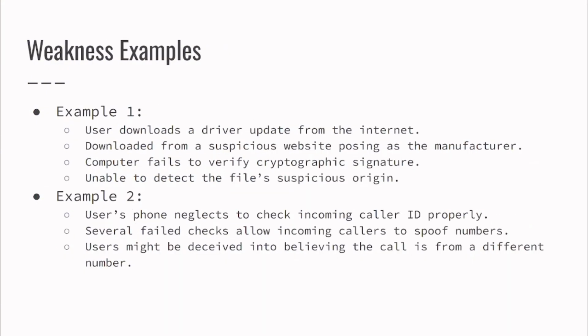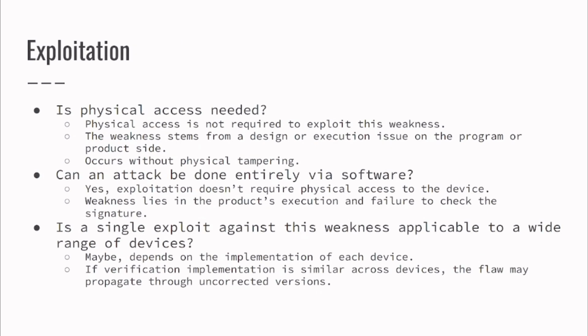One weakness example is a user deciding to download a driver update from the internet. They unfortunately download it from a shady website posing as the manufacturer, and since the computer fails to verify the cryptographic signature, it fails to detect that this file is coming from a suspicious source. Next example, a user's phone fails to properly check an incoming caller ID. This, along with several other failed checks, may mean that the incoming caller is able to spoof a number to trick the user into thinking they are a different number.